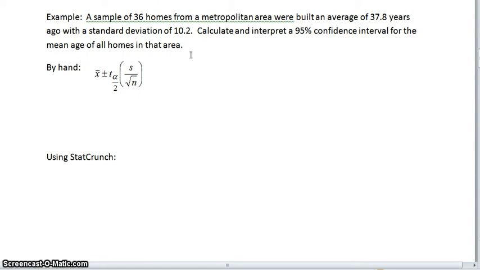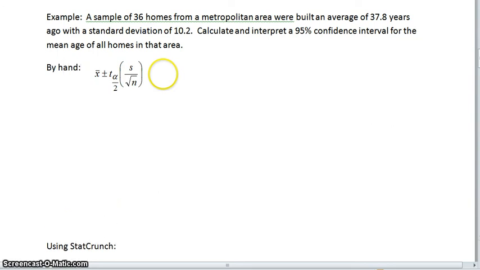In order to do this, we need to know that either we are sampling from a normal distribution, and there's nothing in here to indicate that, or we have a large enough sample size. And here we do. So we have 36 homes in our sample, so that's fine, so we can do the t-interval. So let's first figure out what the value of t is.